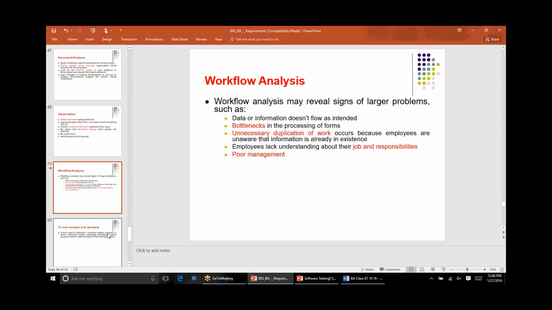What are the bottlenecks of the process? So we need to look into the bottlenecks. What are the duplicated parts of the process? What are the job responsibilities? Management. Workflow.